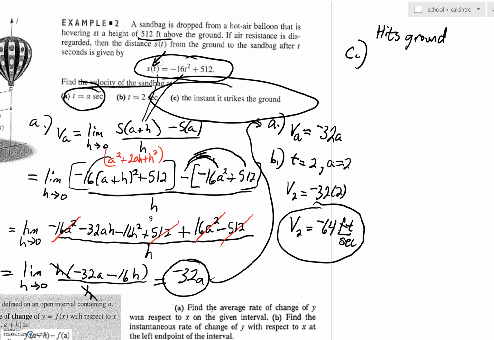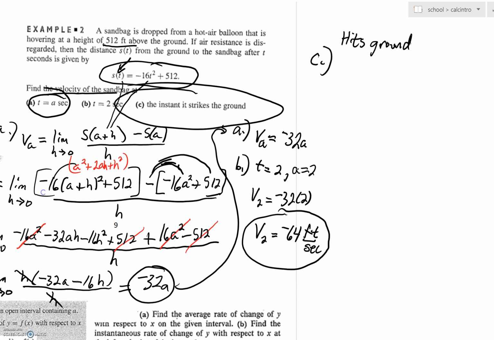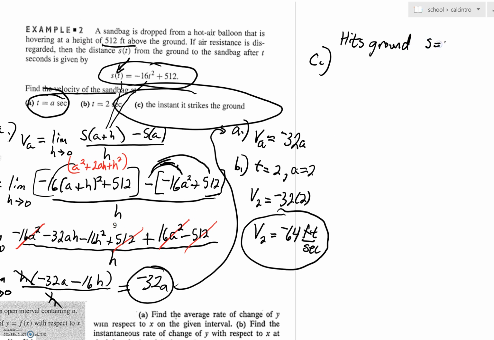Your position. Look at this. Here's where you're starting. You've got 512 feet. S is your distance from the ground. You can see that right here. When it hits the ground, how many feet is it away from the ground? 0. So you could say when S is equal to 0. So we're going to set 0 equal over here, and we'd have negative 16t squared plus 512. Wrote that backwards.